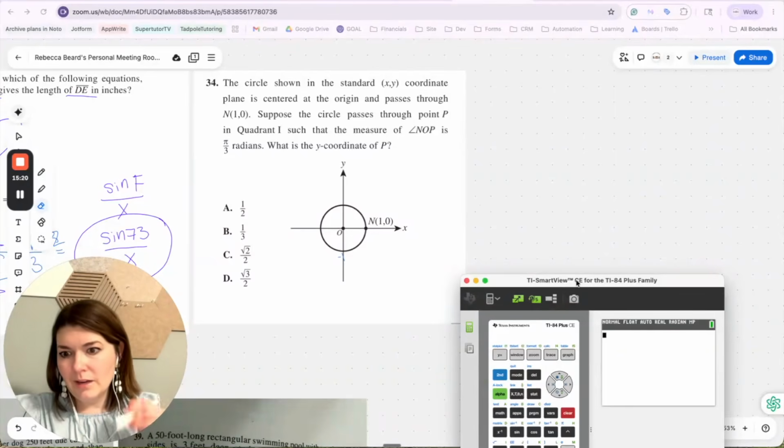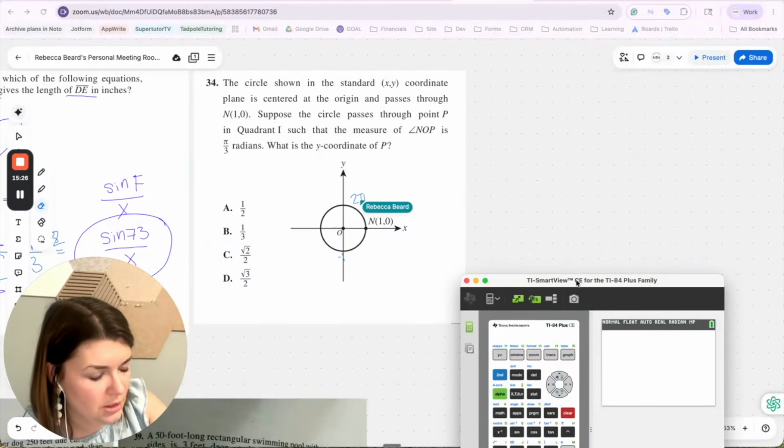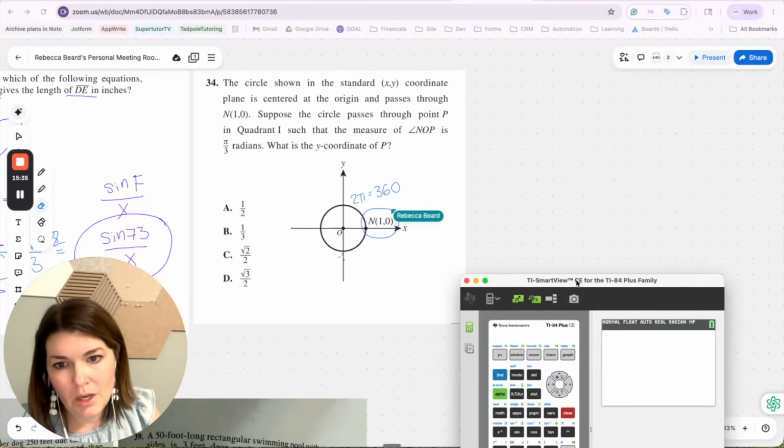So kind of the quick high level. All of the circle is pretty much 2 pi radians, which also equals 360 degrees. You've got a coordinate here, and this is just kind of the big flag. Like, this is the unit circle at this point.